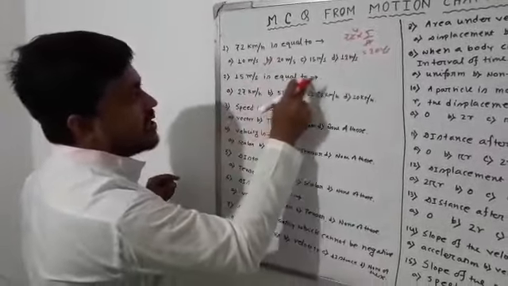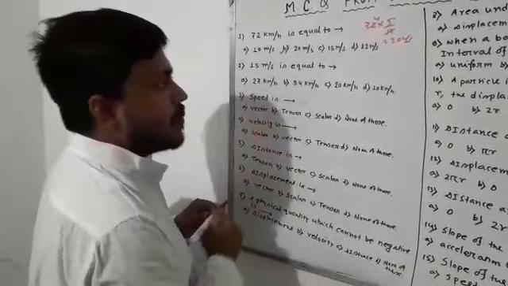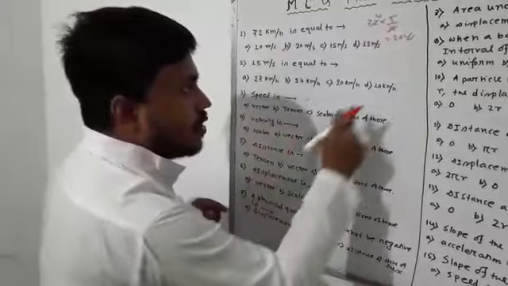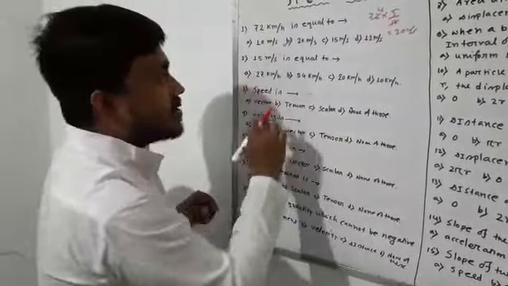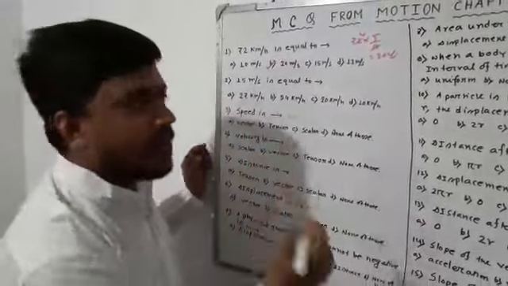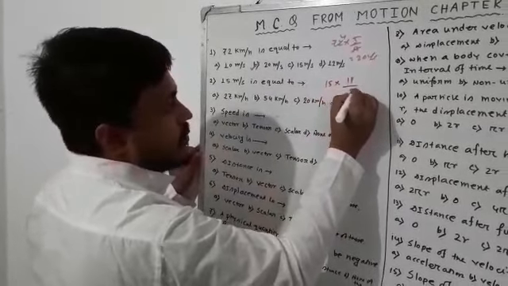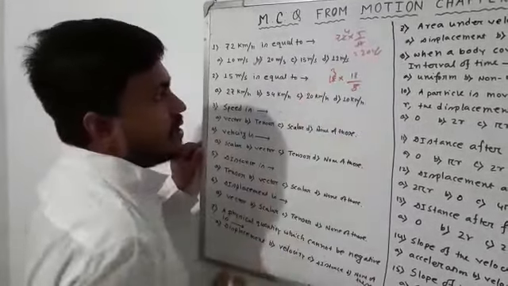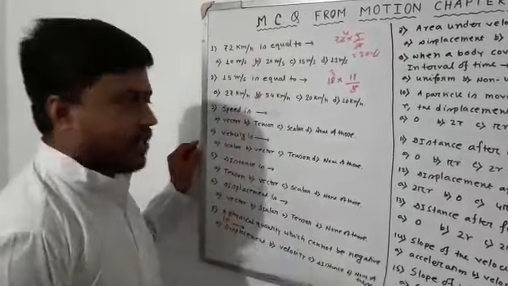The second question: 15 meter per second is equal to what? 27 kilometer per hour, 54 kilometer per hour, 20 kilometer per hour, or 10 kilometer per hour. Students, if you want to convert meter per second into kilometer per hour, you just multiply with 18 by 5. So 15 into 18 by 5 means 3, and 3 into 18 means 54. So answer B is the correct one.